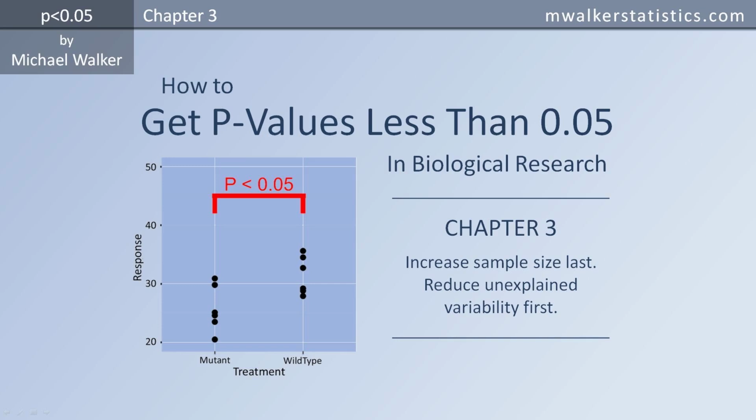How to get p-values less than 0.05 in biotechnology research. Chapter 3.